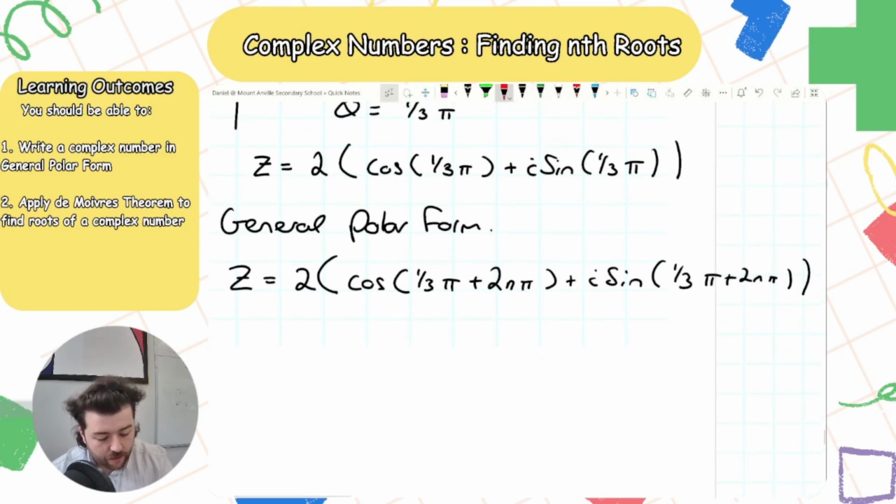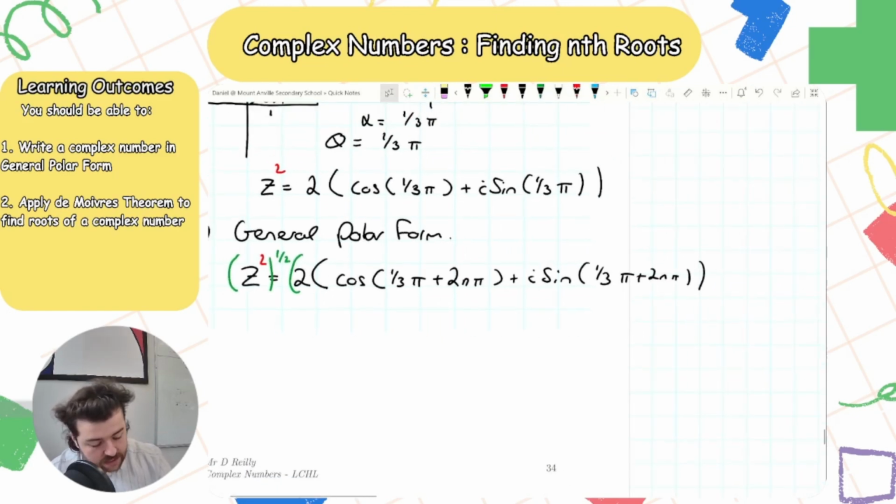Right, so now what's happening is, sorry, this is z squared. So, and this is z squared. So I want to get z on its own. So I'm going to square root both sides, i.e. put both sides to the power of a half. Now I apply de Moivre's theorem.